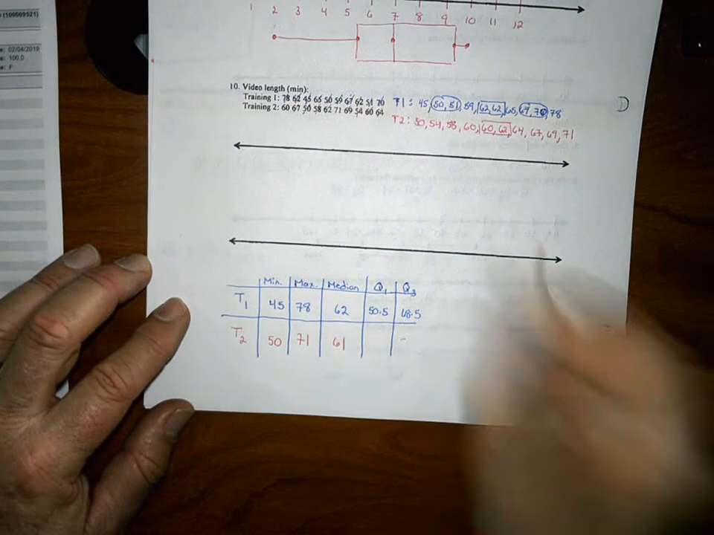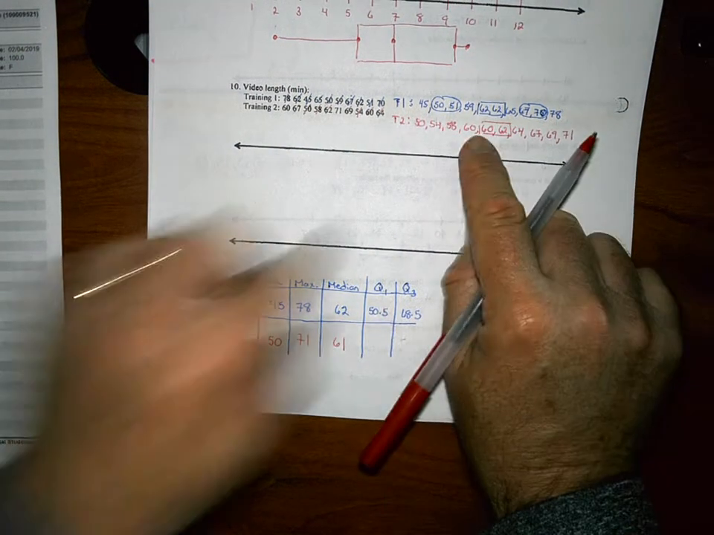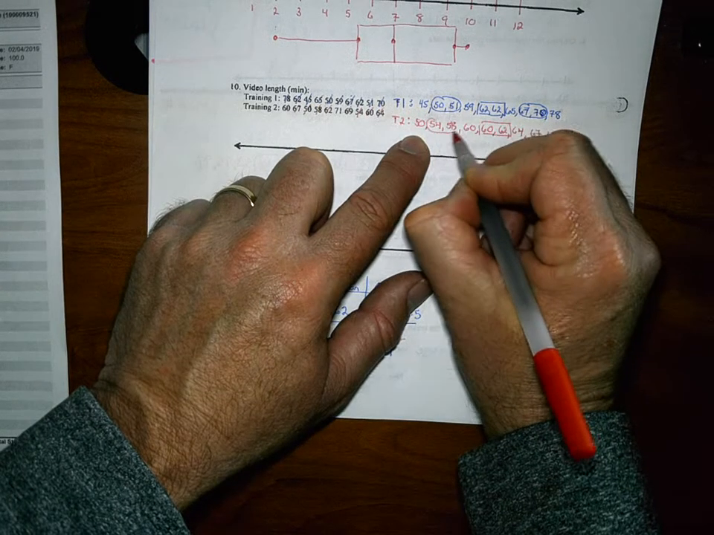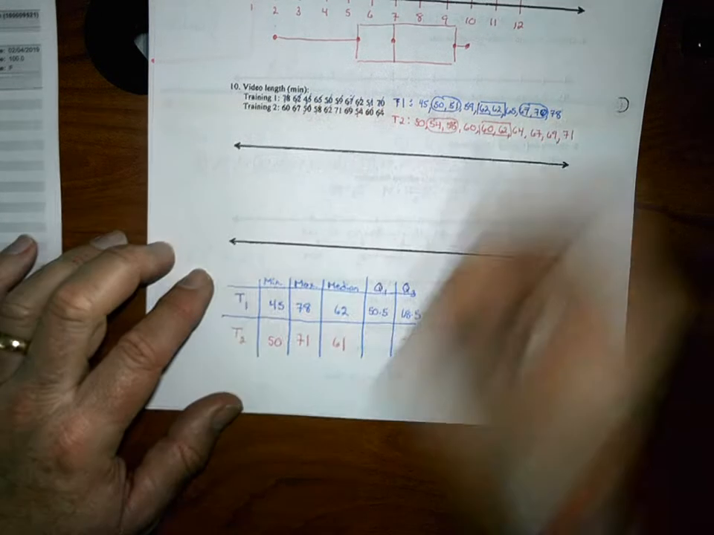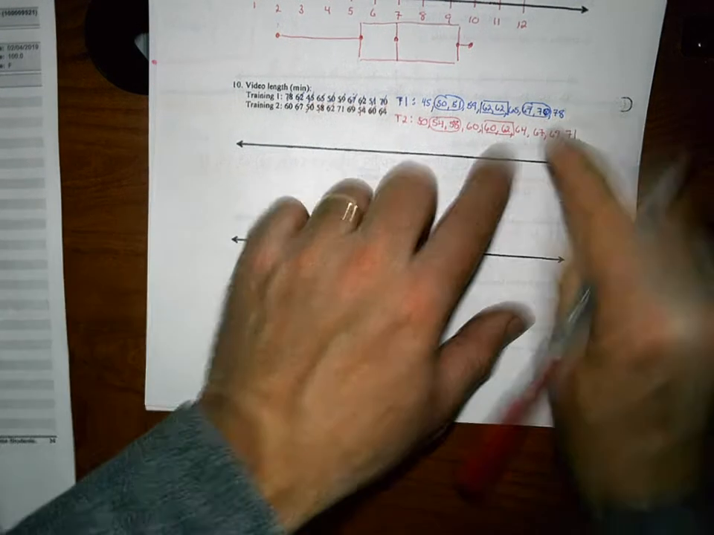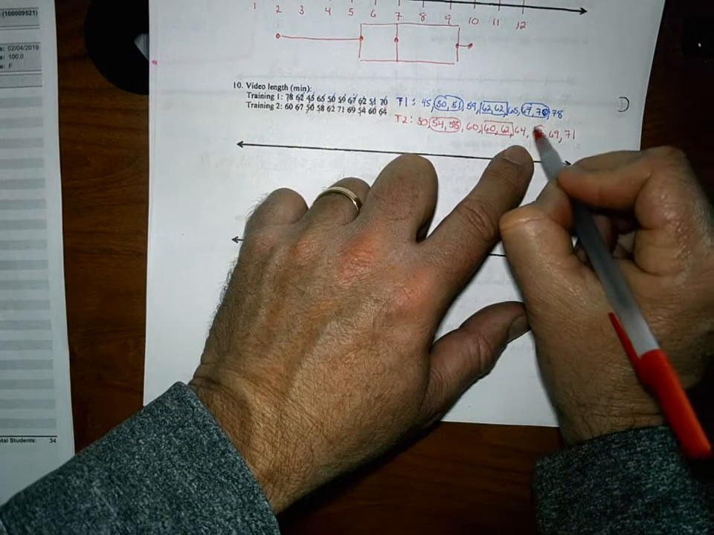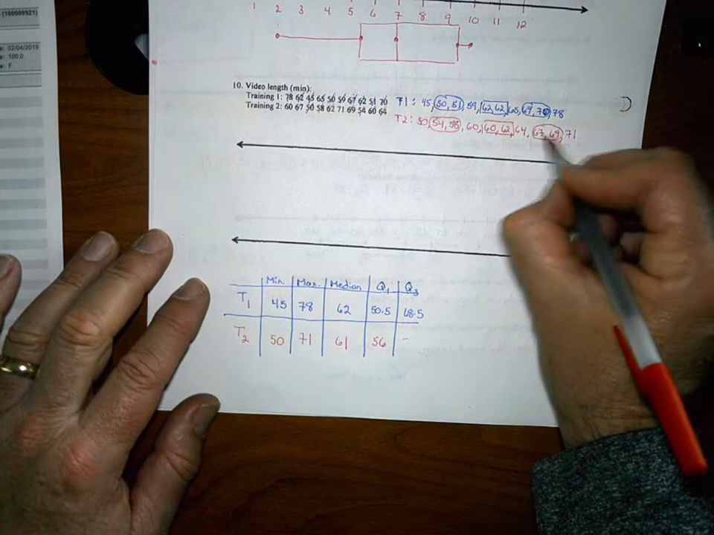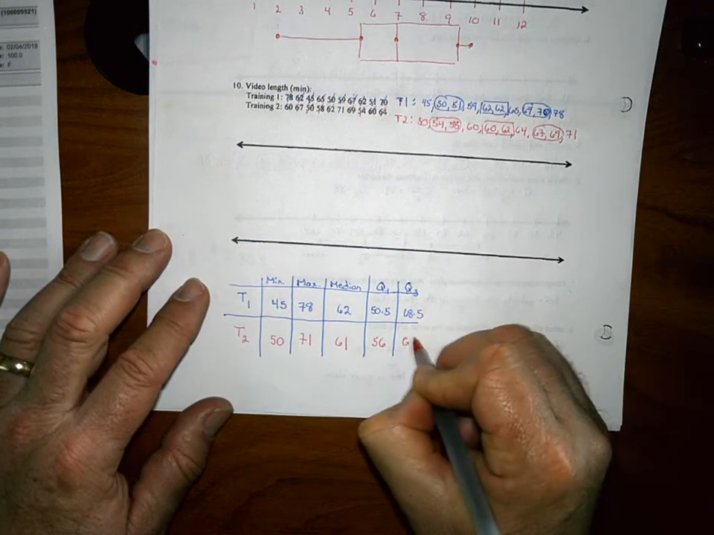Then my Q1 is going to be the middle of my lower values. You can see I have 2 lower values here. So I add them up and I divide by 2, so my Q1 is 56. And then the middle of my upper values is my Q3. You add these 2 up, you divide by 2, and that gives me a Q3 value of 68.